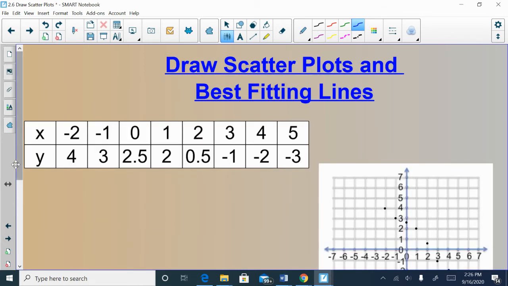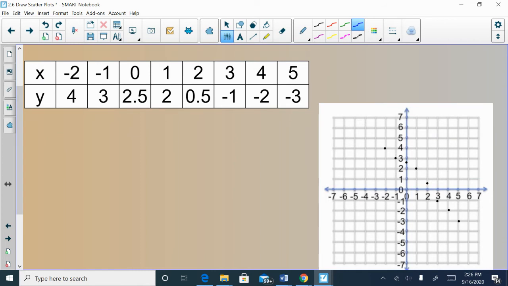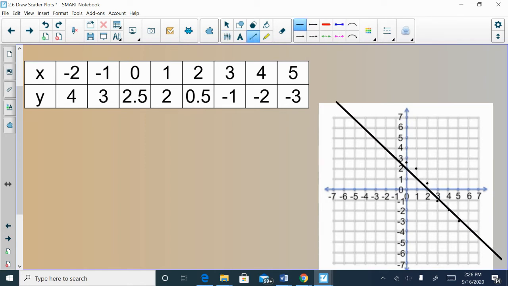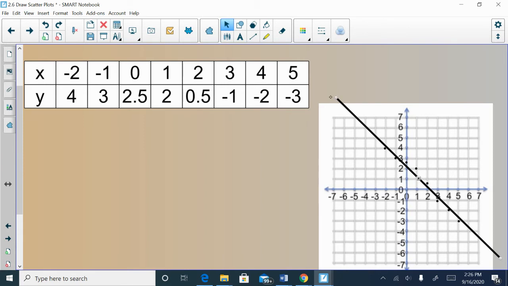So let's go ahead and take a look at this. Here is our table. I've already gone ahead and plotted the points just for the sake of time. So step 1 says plot the points. Step 2 says draw the line of best fit. Maybe our line of best fit would be something like that. You're not playing connect the dots. You are trying to draw a line that's as close to the points as possible, and it should have about the same number above and the same number below.